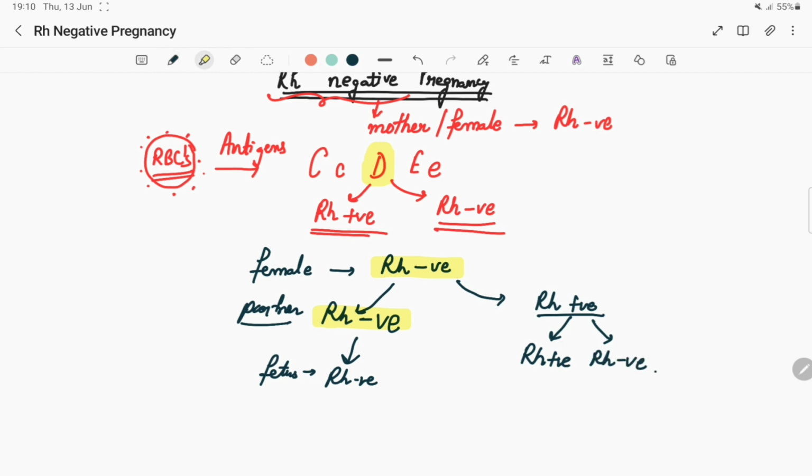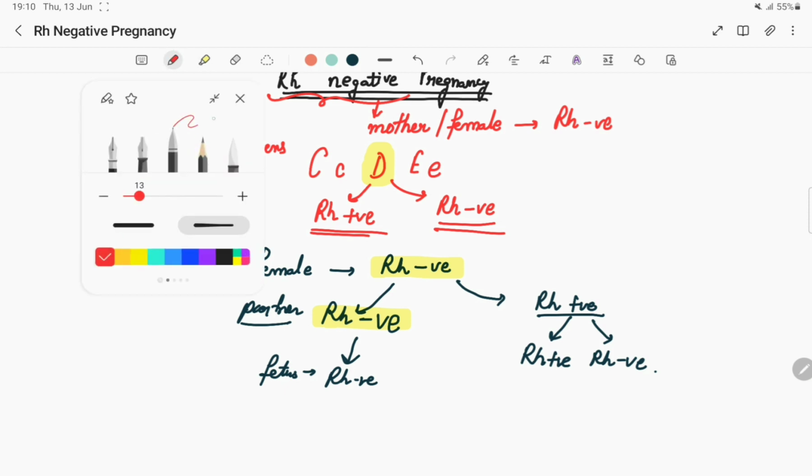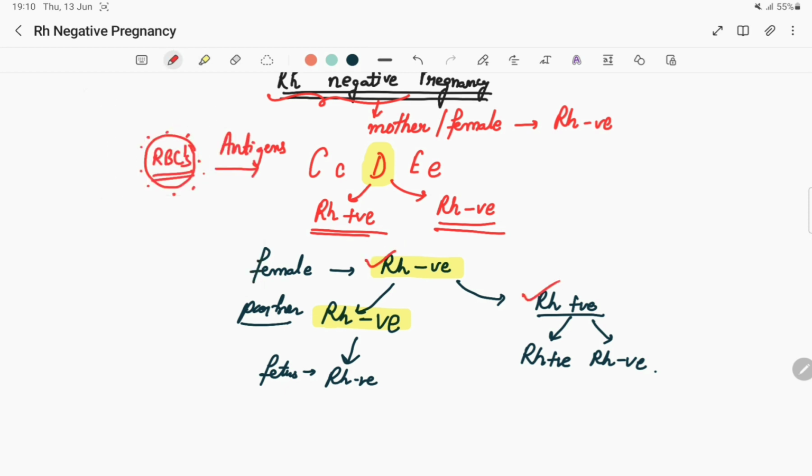So, when are we calling this a high risk pregnancy? When the mother is Rh negative, the partner was Rh positive, and hence the fetus also turned out to be Rh positive. There's a 50% chance in this case that the fetus is Rh positive. When this scenario is present in an individual, particularly an Rh negative female with the Rh positive fetus in utero, then that is called a Rh negative high risk pregnancy, right?